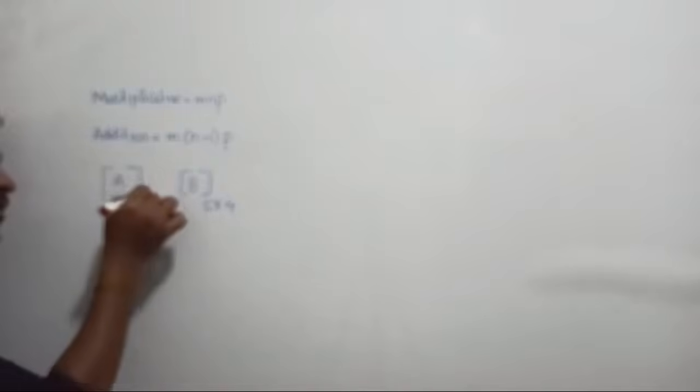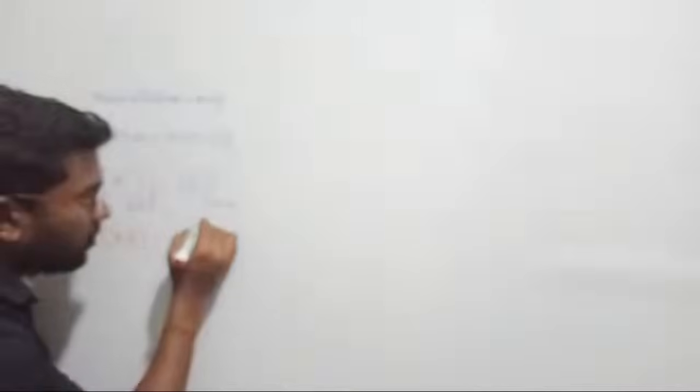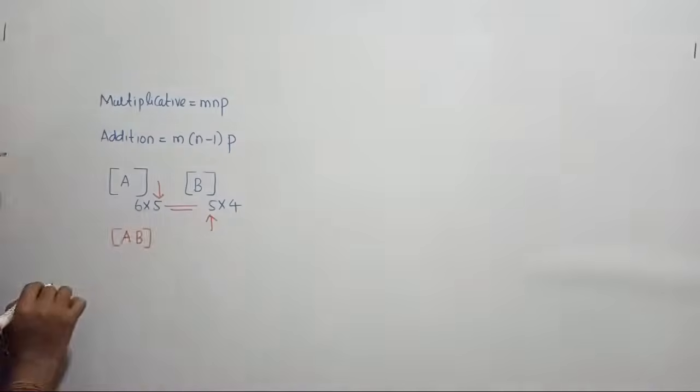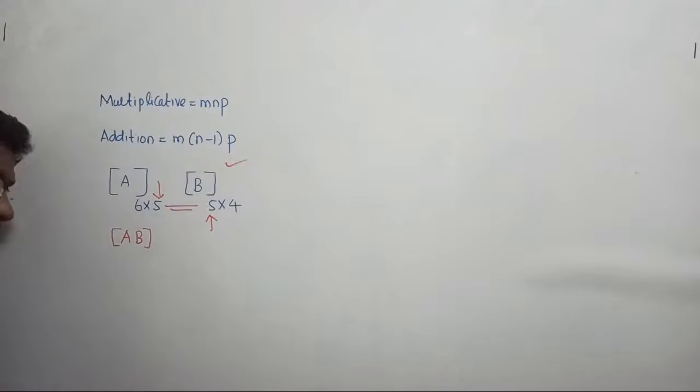First, check whether the matrix multiplication is possible or not. Yes, it is possible. Why? The number of columns in the first matrix and the number of rows in the second matrix are equal. Exactly, so I can do matrix multiplication. Yes, that is possible.